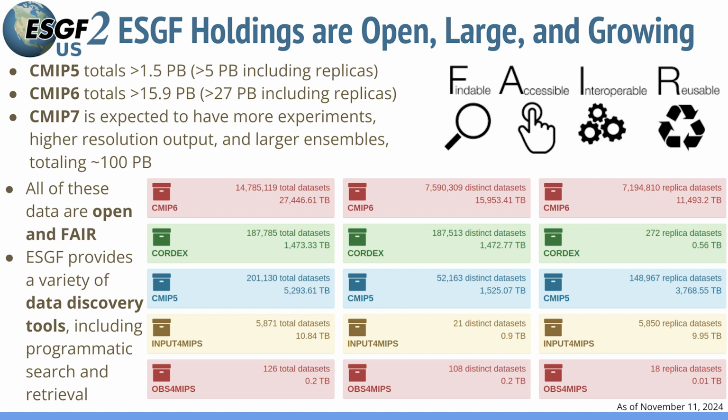ESGF holdings are open, large, and growing. Each new CMIP simulation phase produces more data than the last, and modeling centers participating in the upcoming CMIP7 activity are expected to generate as much as 100 petabytes of new model output. All of these data are FAIR: findable, accessible, interoperable, and reusable.